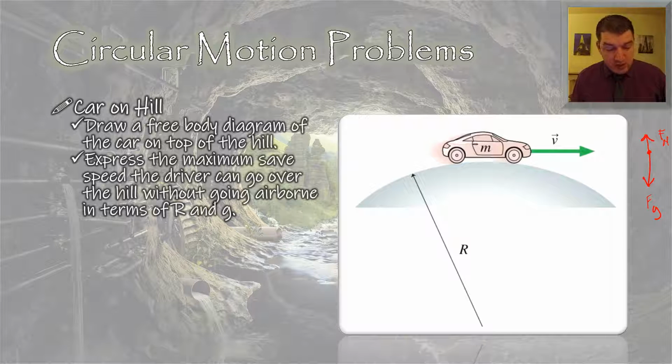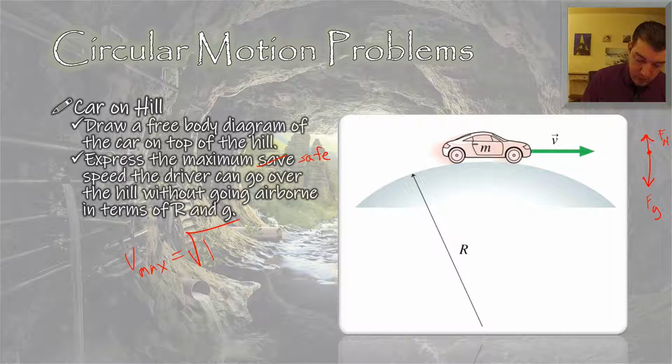The second question is, express the maximum safe speed the driver can go over the hill without going airborne in terms of R and G. We can go through the whole solution of F net equals mv squared over r towards the center of the circle is equal positive, so mg minus fn goes to 0. Vmin or Vmax, in this case it's Vmax, is going to be equal to the square root of rg.